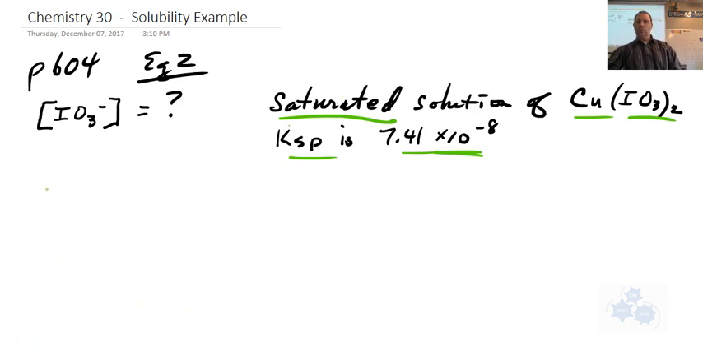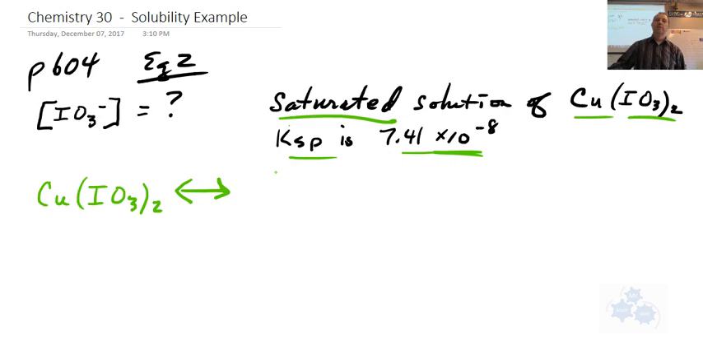So Cu(IO3)2 is going to dissolve and come to equilibrium, and it's going to make what? How are those ions going to break apart? What's the ratio of the creation of those ions? We're going to have Cu2+, and we're going to have the iodate ion, right? Is it going to be 1-to-1?